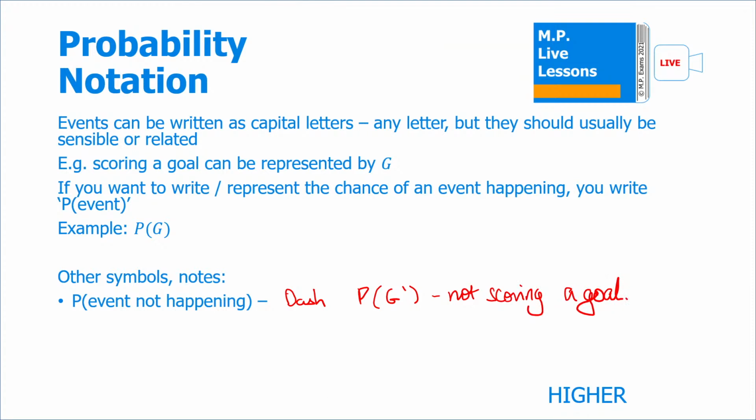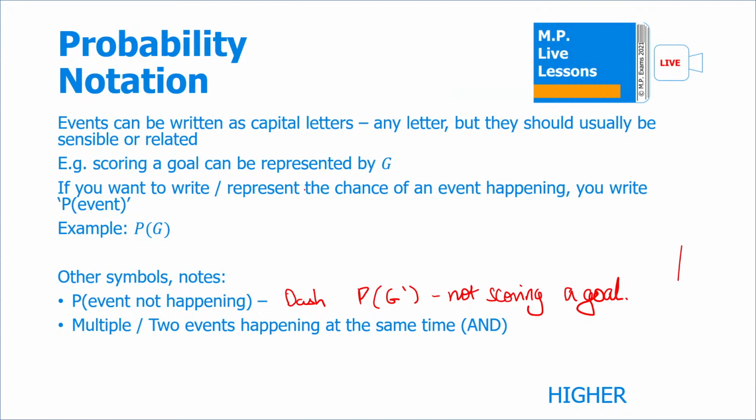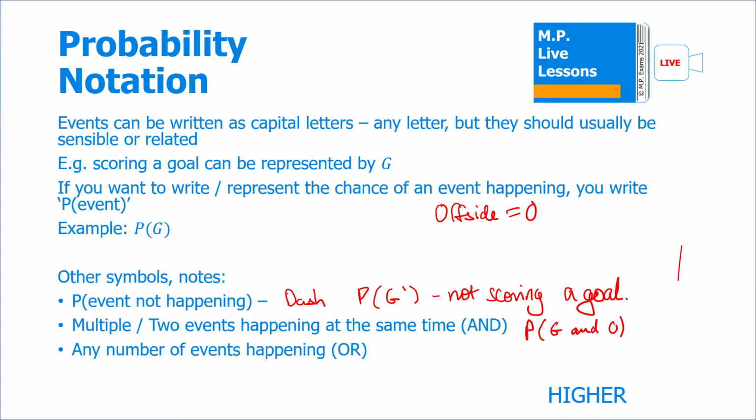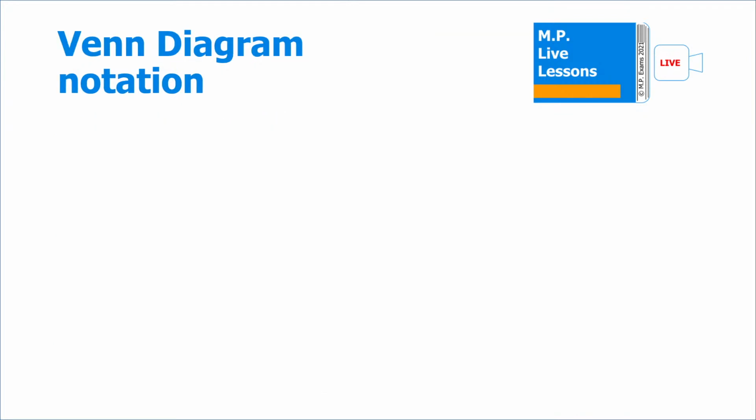Another thing you could do is have multiple events happening at the same time. That would be an and. For example, we'll have the probability of offside. It's O. So that would be the probability of G and O. And for any number of events happening, so one or the other or both, that would be probability of G or O. Just like that, within the brackets. That's the notation. And finally, we have Venn diagram notation.